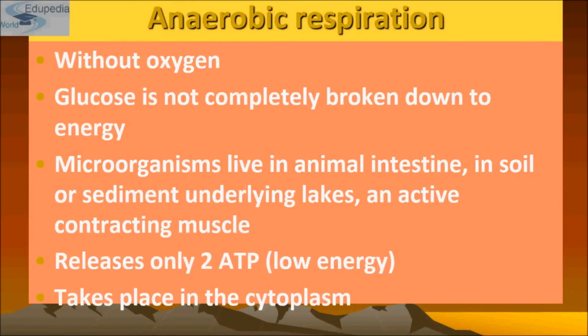And now comes anaerobic respiration. Anaerobic respiration means the one that doesn't involve oxygen. Glucose is not completely broken down to energy. Microorganisms live in animal intestine, in soil or sediment underlying lakes, and active contractile muscles. They release only 2 ATP, which is a very low energy as compared to aerobic respiration, which involves 2898 kilojoule of energy. And unlike aerobic respiration, it takes place in the cytoplasm.